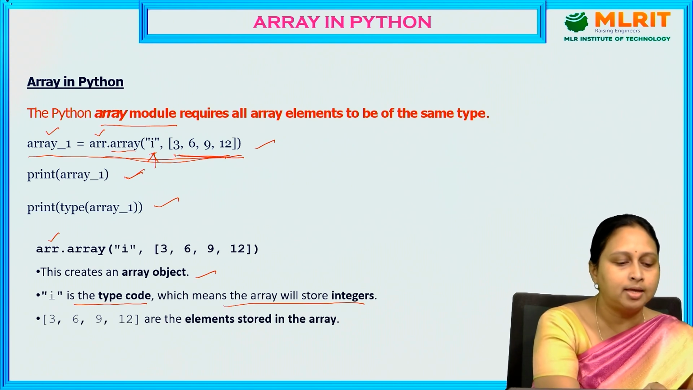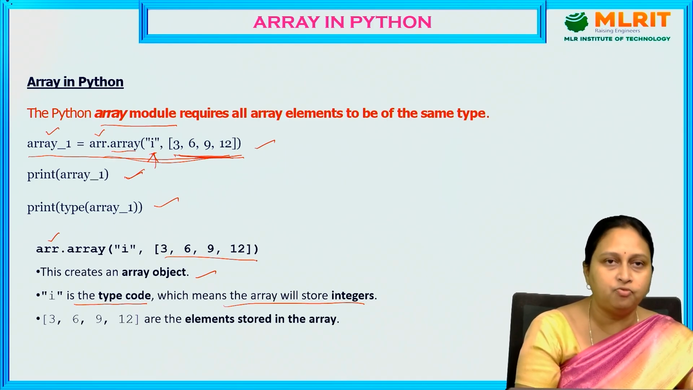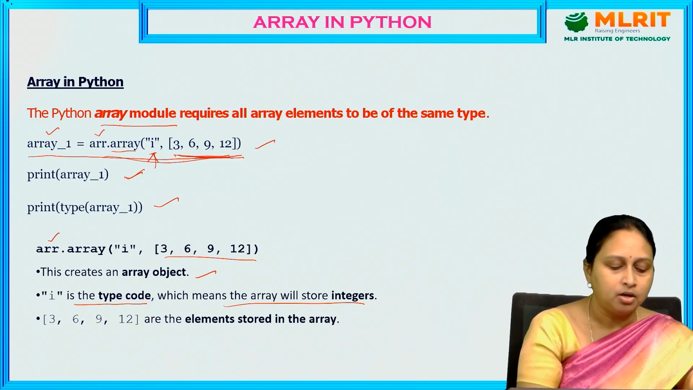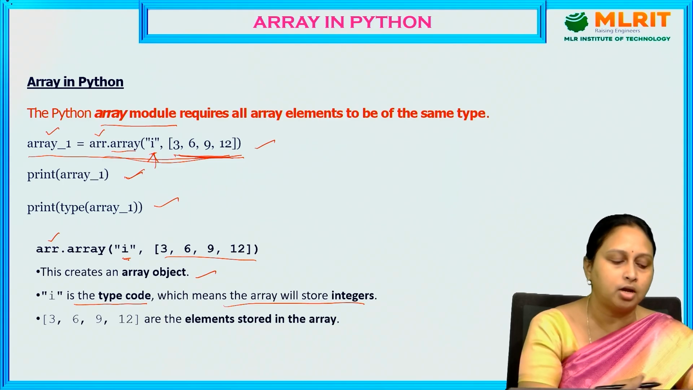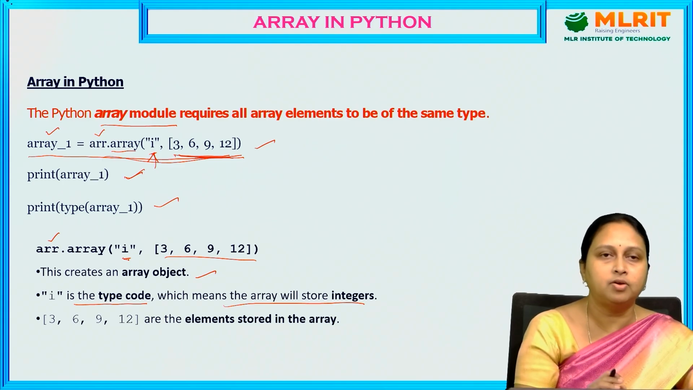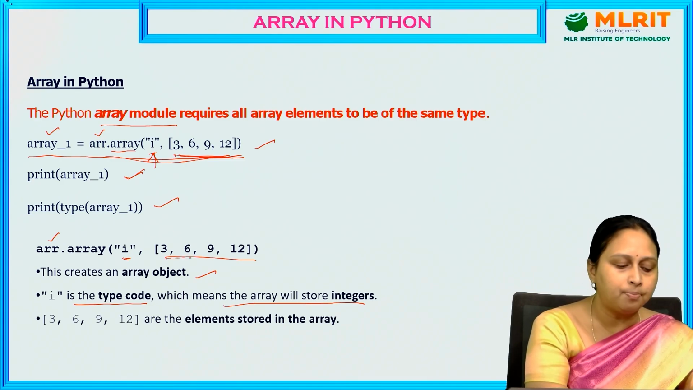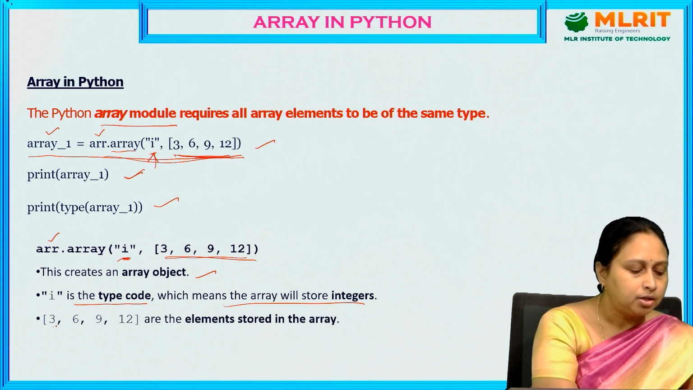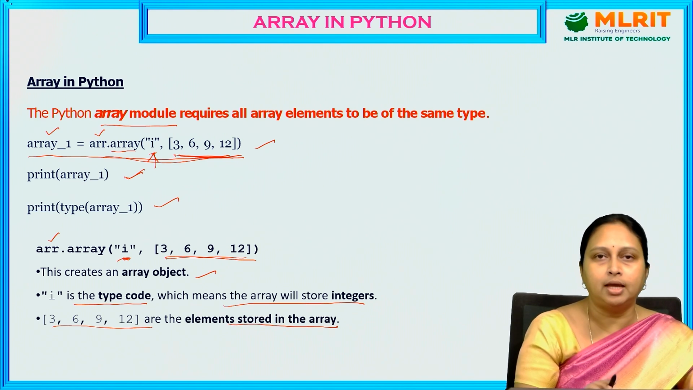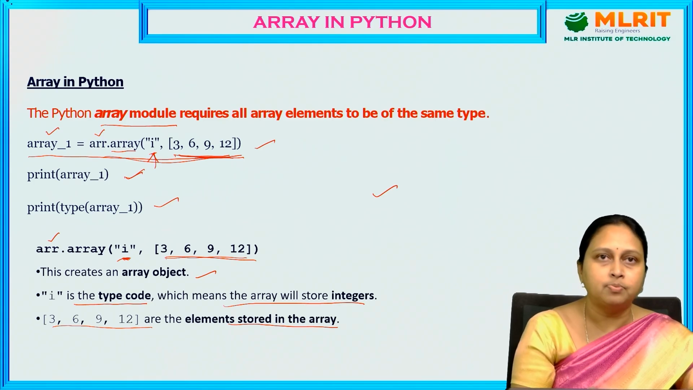Here, if you can see in the example, 3, 6, 9, 12, all are of integer type. If I want to store integer type data, we can use I here. Similarly, if you want float type data, we represent it with a different symbol. That we will discuss in further classes. Up to now, if I want to represent integer values, I use I here, right? Now 3, 6, 9, 12 are the elements stored in the array. This is one way of representing arrays by using the array module.